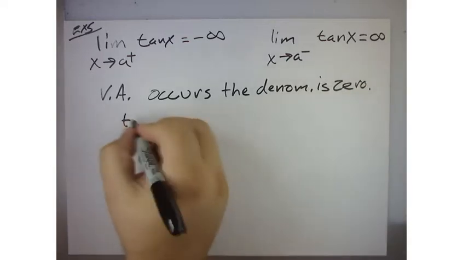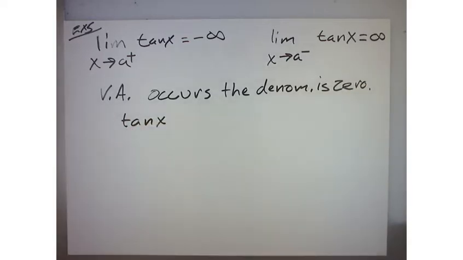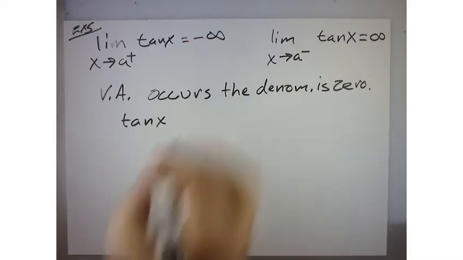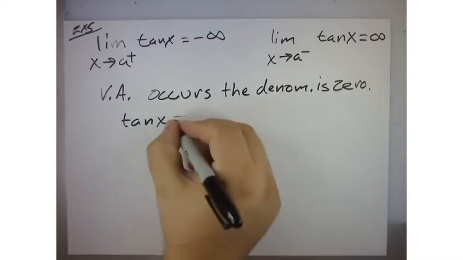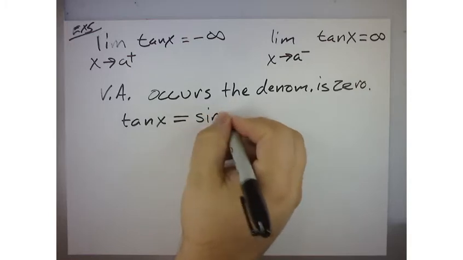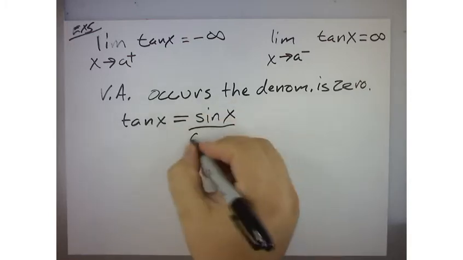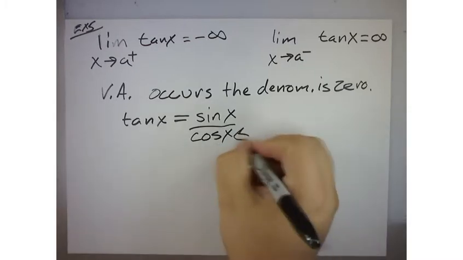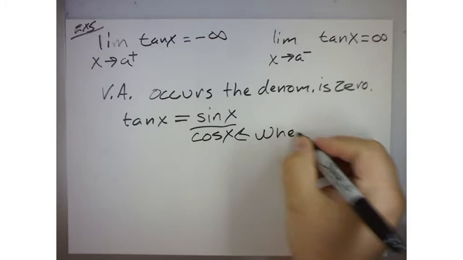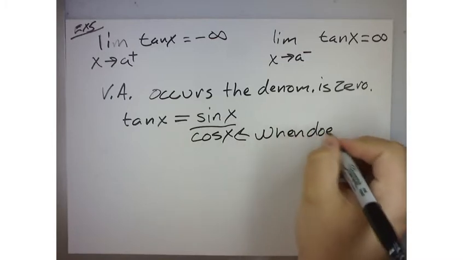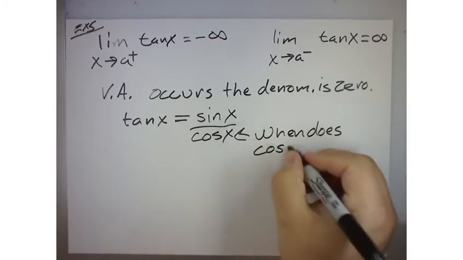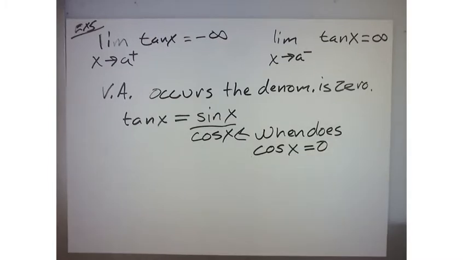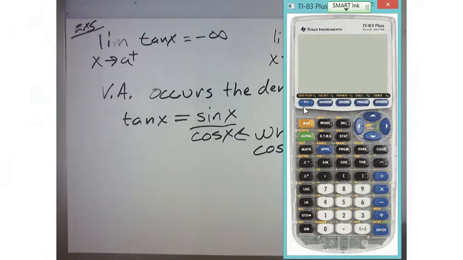Well, then we've got to look at tangent of x. What is tangent of x? I made a fancy video on it. Sine over cosine. So what are we really interested in? When does cosine equal 0? Let's look and see.